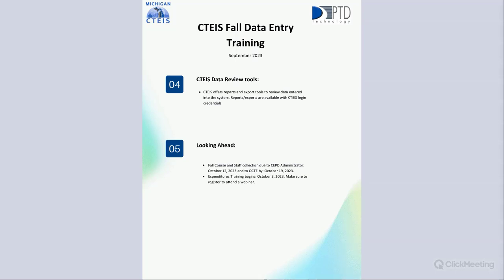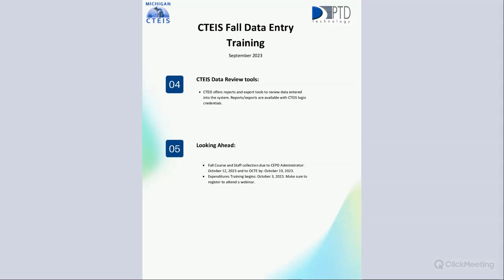The next item we're going to go over is an overview of the data review tools. When you enter your data into CTEIS, it generates reports and exports. So we're going to show where that information can be found. As you go on through the year, we know that for fall data entry, you're just going to be entering in your course and your staff. But as you prepare for the spring enrollment collection that's due in June, you want to start reviewing your materials. That information is available with a CTEIS login, so we're going to show where those screens are.